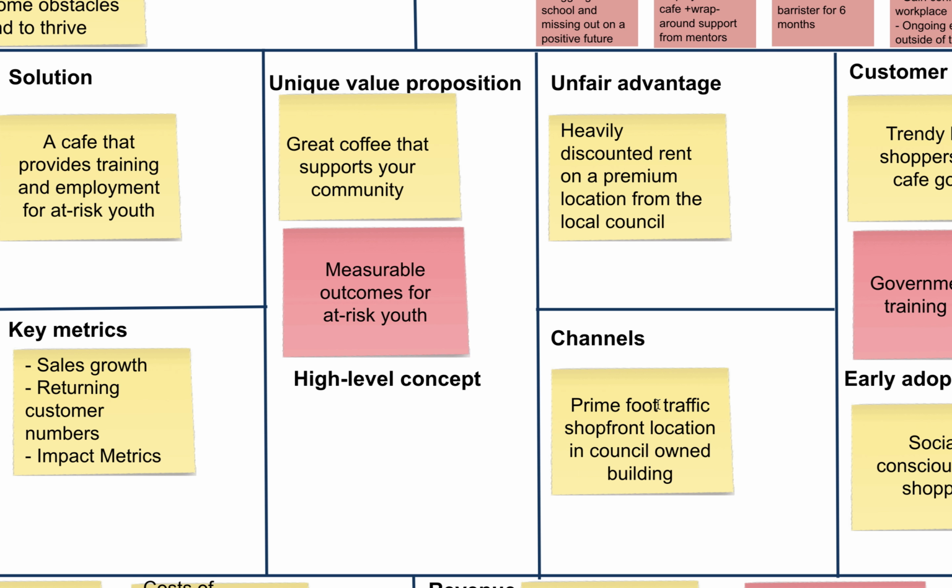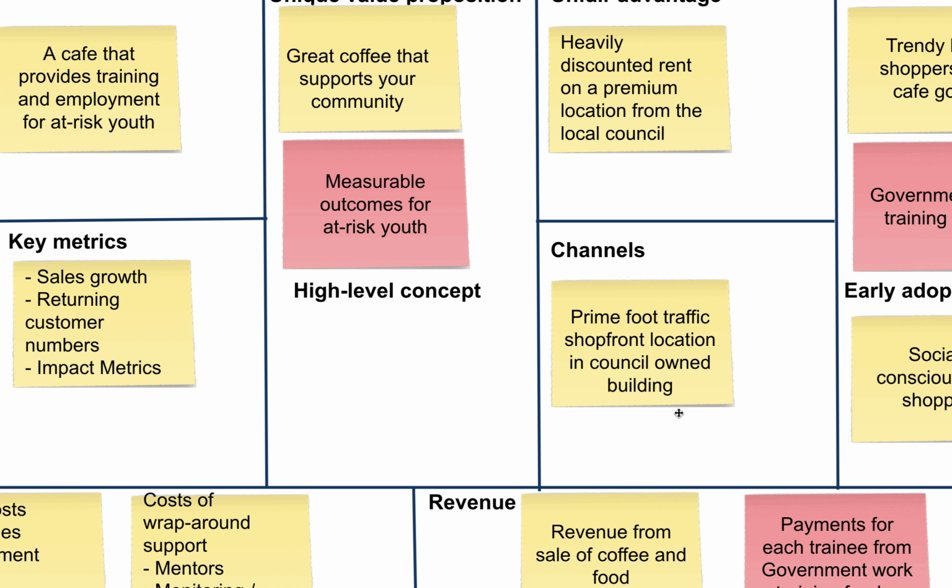Then across to channels: how are we going to attract our customers? Prime foot traffic, shop front location in a council-owned building. This is the idea that we're going to get a council location in a really good area of foot traffic, so that will be our prime channel for customers. We may over time do some advertising, we may do events, or figure out other channels for reaching customers, but our fundamental one will be that foot traffic, that people will walk past us, see us, and want to come in.